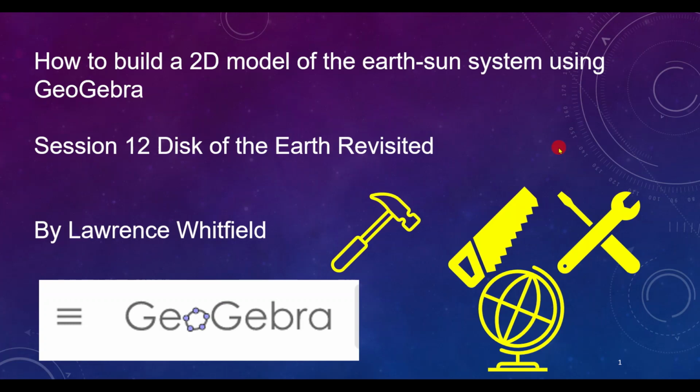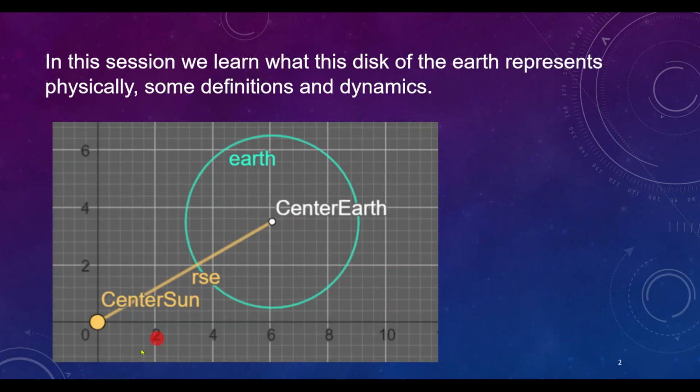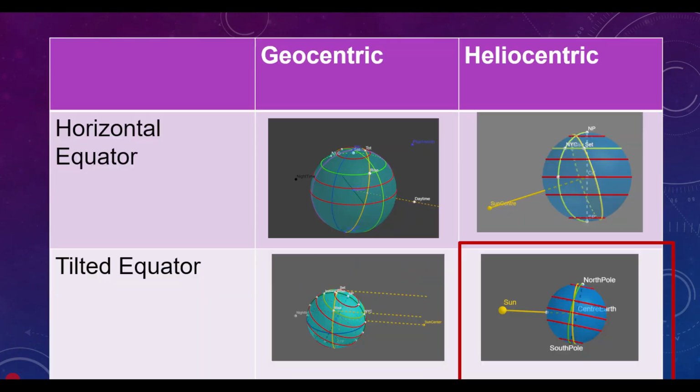Session 12, Disk of the Earth Revisited. In this session, we will learn what the disk of the Earth that we drew earlier represents physically, as well as some important definitions and dynamics that will affect our two-dimensional model. You may recall that we chose to go with the version that has a tilted equator and sun at the center, which is the most common way that we understand the Earth's orbit.